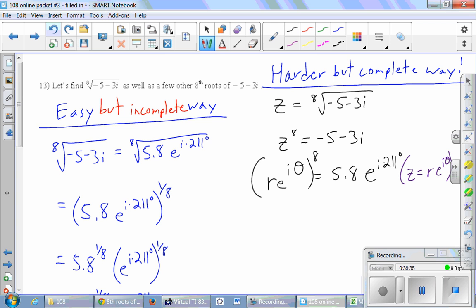Okay, and now we're going to distribute, well not distribute, but we're going to let that eighth power come in and hit both of the factors here. We've done this before. So this is r to the eighth, e to the, and then the 8 multiplies by that power up there. So two steps in one, but this becomes 8 times theta times i, just shuffling the factors around. And then I'll copy this side.